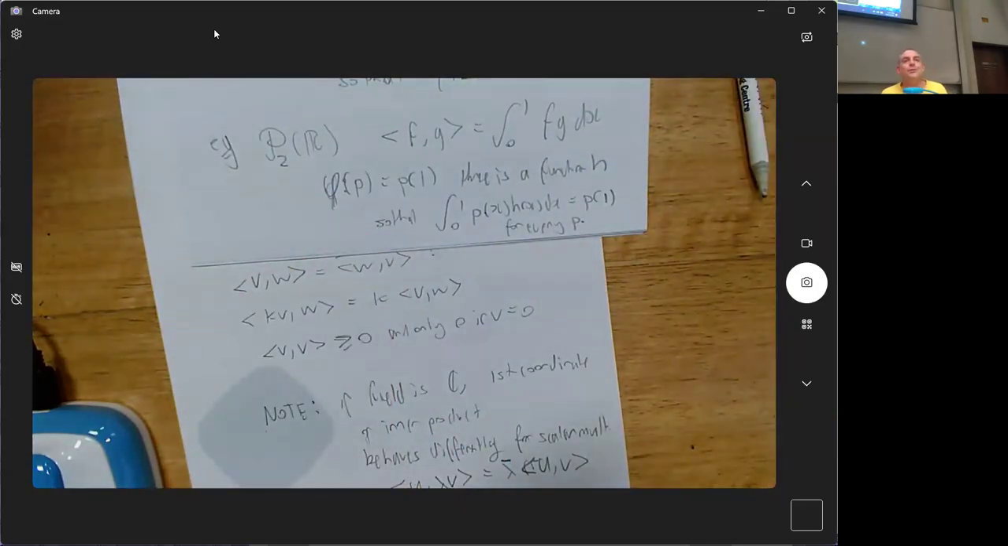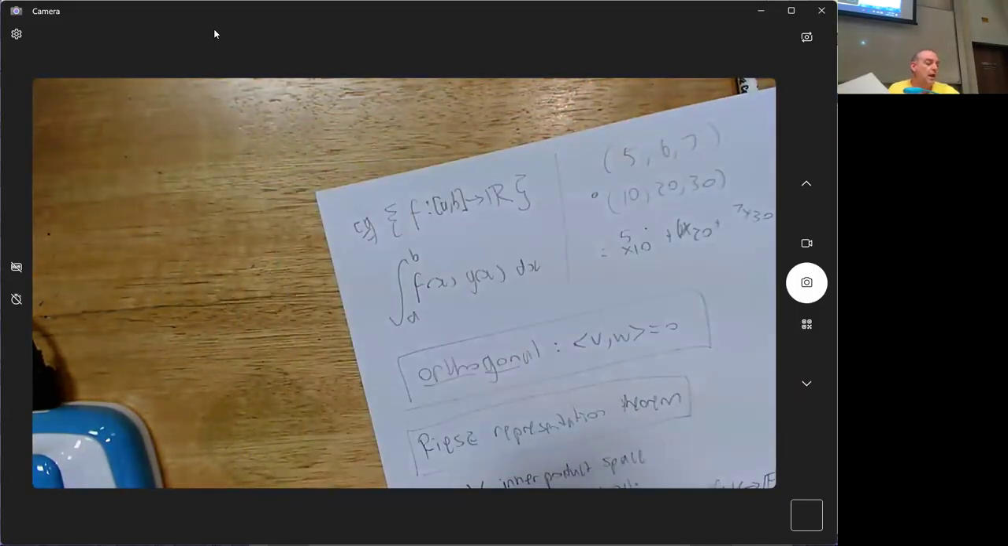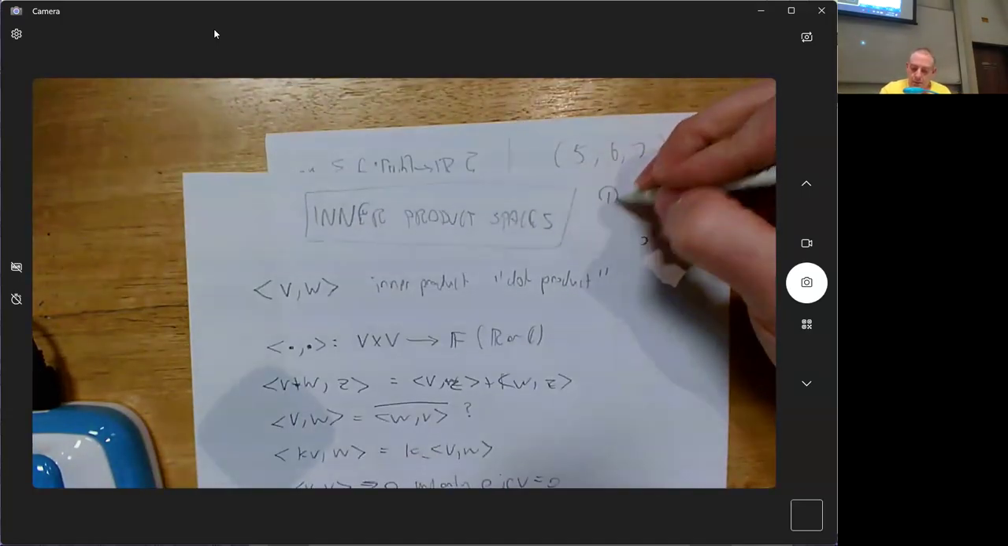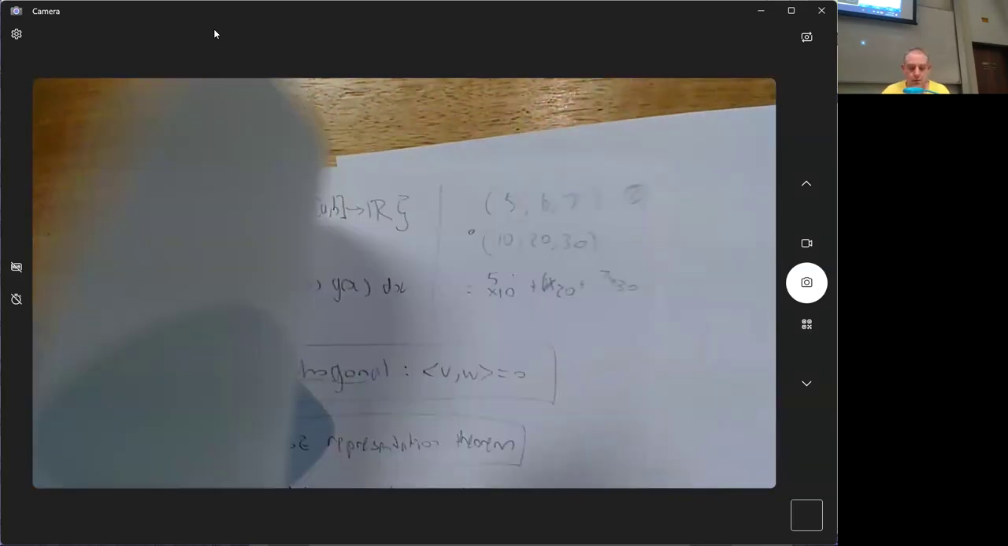Which is just wild. But that's what the Riesz representation theorem says. If you have an inner product, then any function that goes from your vector space to your field can be done as an inner product, which is just wild. Like, hey, what, that's amazing. That's really only my second page in this particular section.